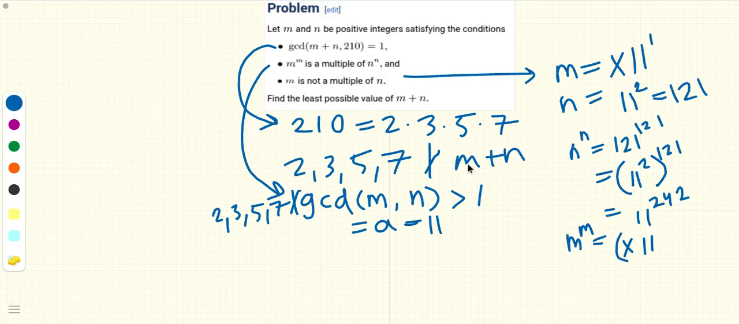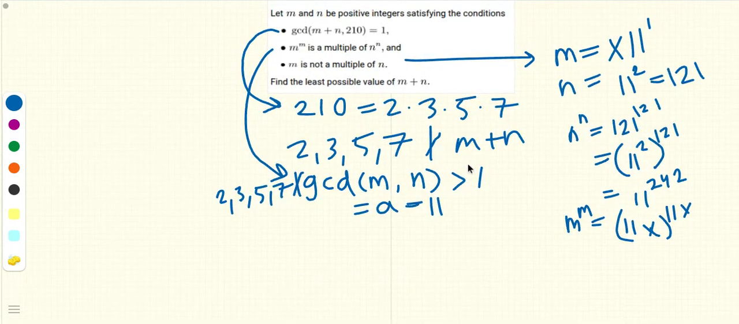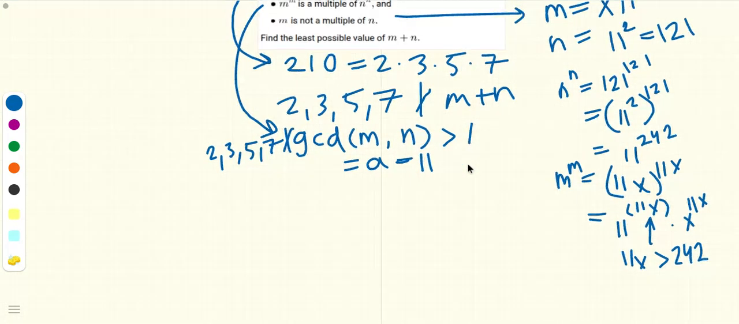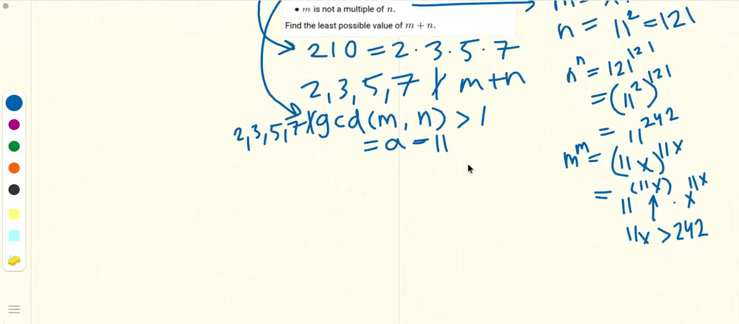So that means m to the power of m equals x times 11 to the power of x times 11. Actually, that looks better as 11 times x. 11x to the power of 11x. That's better. And then you can write this as 11 to the power of 11x times x to the power of 11x. So we want this 11x to be greater than 242. So then what minimum value of x does this give us?